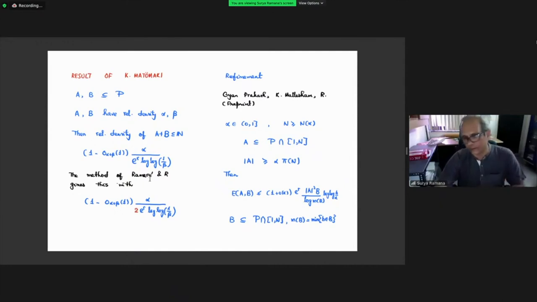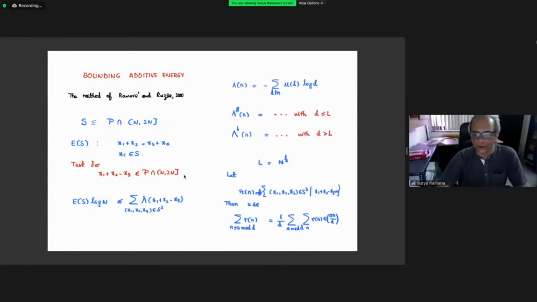Essentially this is because the additive energy in our bound had a factor of 2. A couple of years ago we refined this, though we are still working on a sharper version of this result. By refining the method of Ramare and Ruzsa, we have been able to recover the result of Matomaki in a slightly sharper form. Namely, we get a bound for the additive energy, from which, again, one can get this result back. This method uses the one of Ramare and Ruzsa, Ramare and myself, whereas this depends on the method of Green and Tao. Just to point that out.